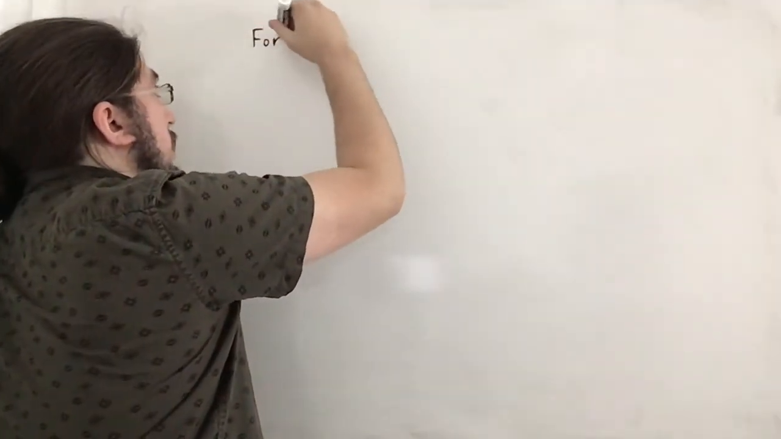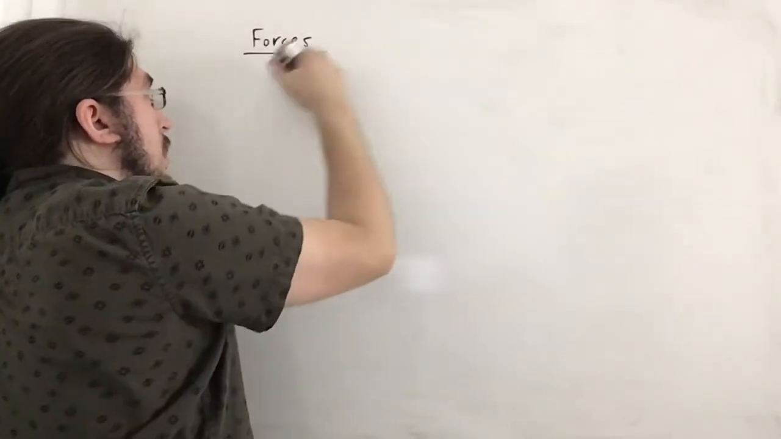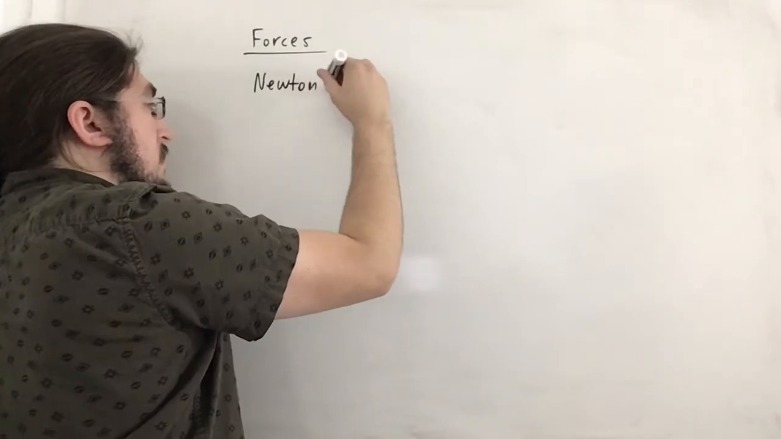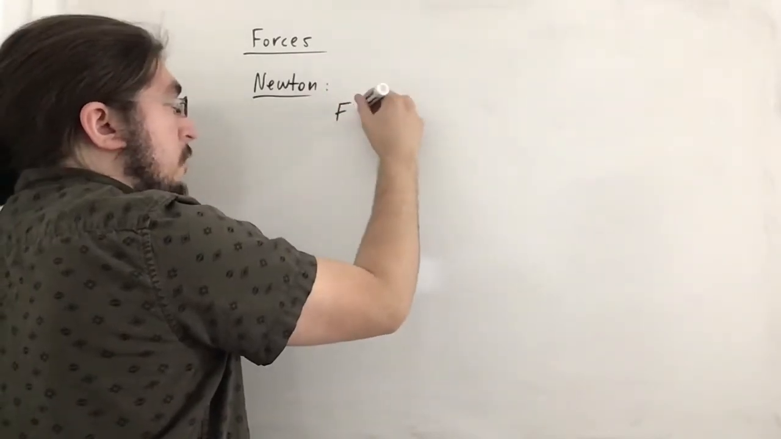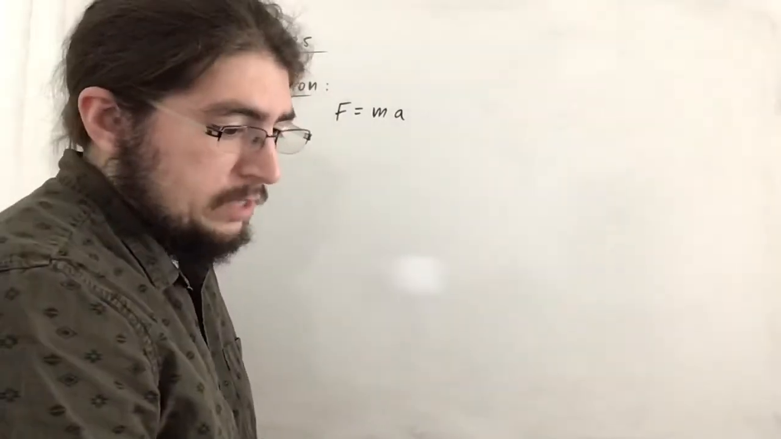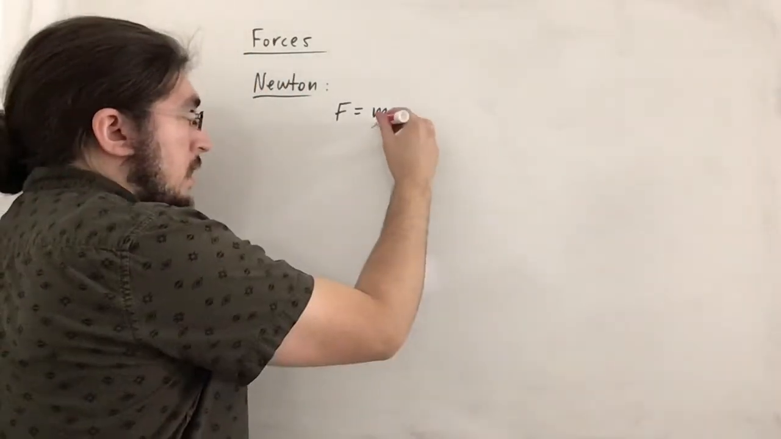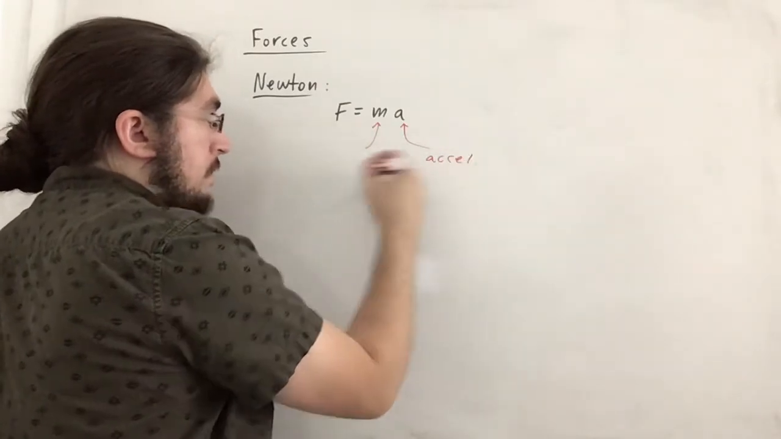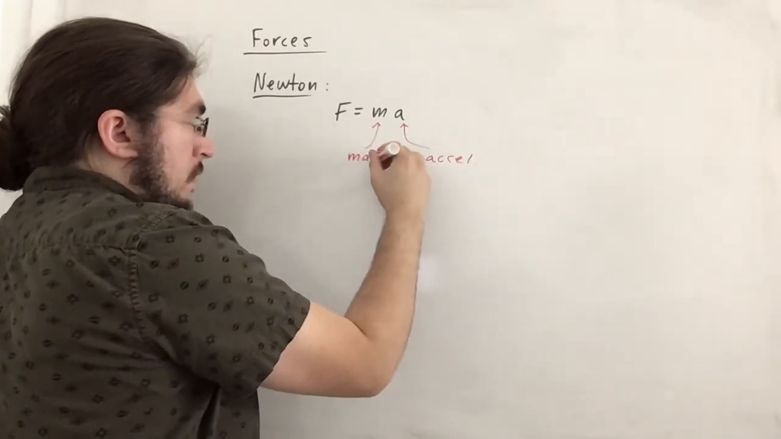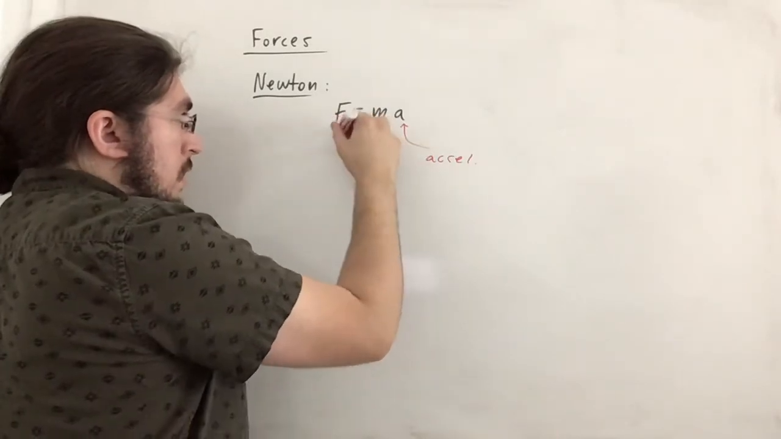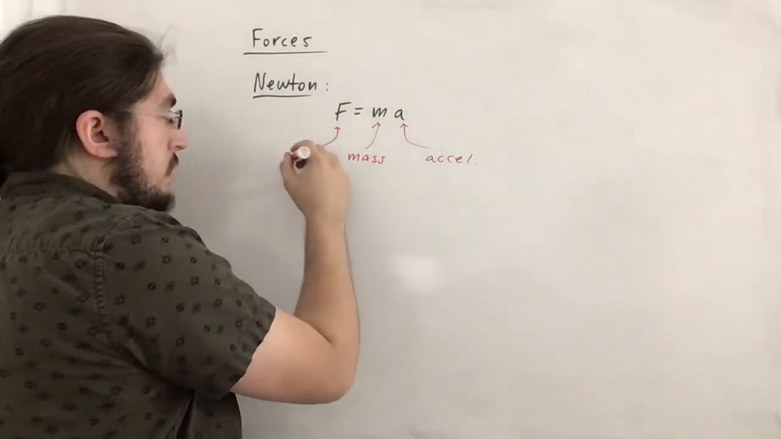So, again, on forces, Newton says the following, that force is equal to mass times acceleration, where m of course is mass and a is acceleration. So this is mass, acceleration, and of course we have some standard units here.